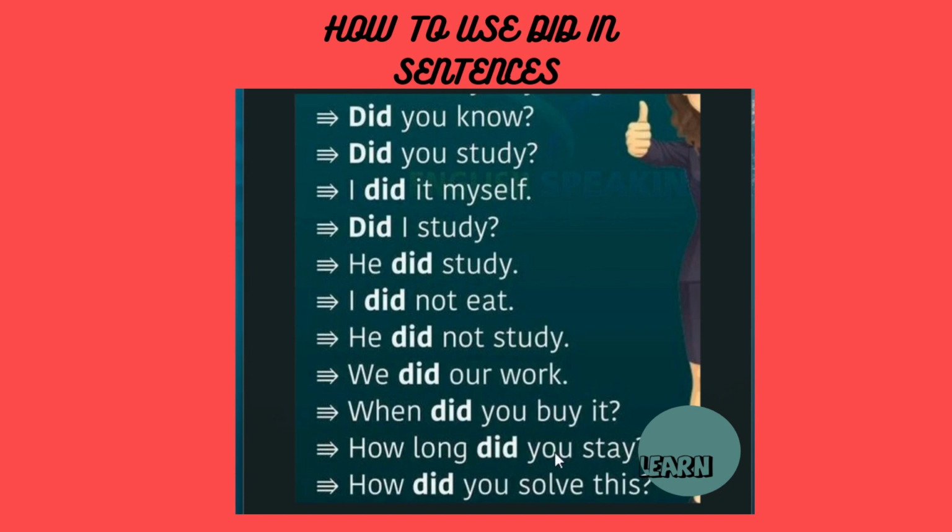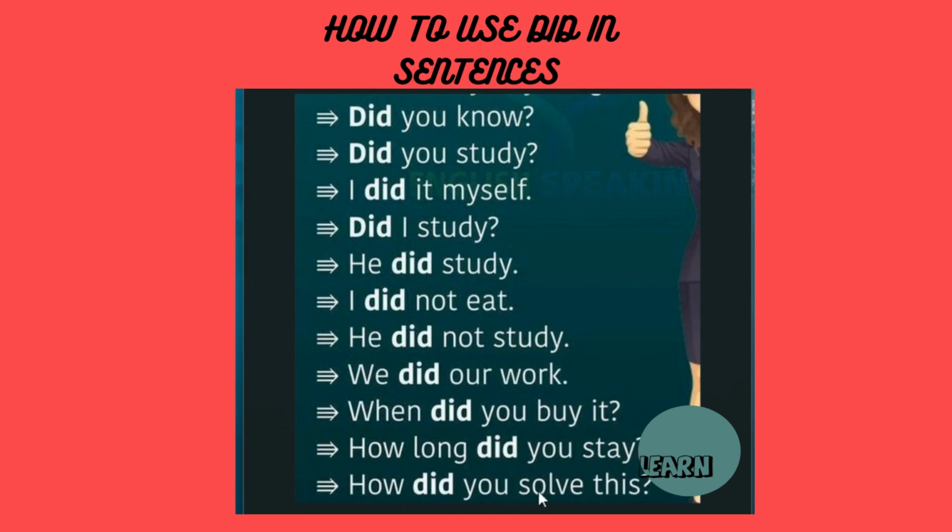And next one, how long did you stay? How long did you stay? So duration. Someone was staying in some place. So this person wanted to know how long that person was living in that place. This action completed. This action happened in the past. Now that person is not in that place. He did not live in that place. So this action finished. So he is asking, how long did you stay in that place? Which place, don't know, but he wanted to know about the other person, how long.